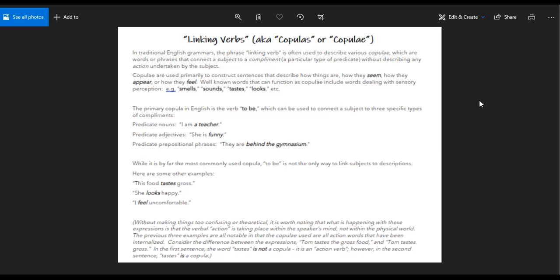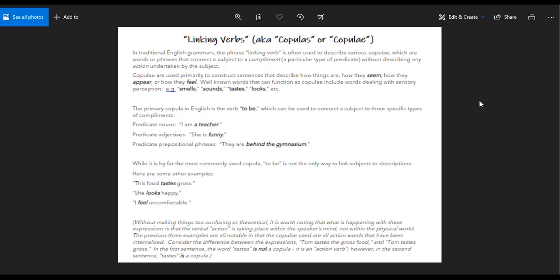I can use a predicate noun to say what something is. Very simply, that is a rock. I am a teacher. He is a man. We can also use adjectives to describe the quality of something. She is funny. He is tall. The dog is angry.